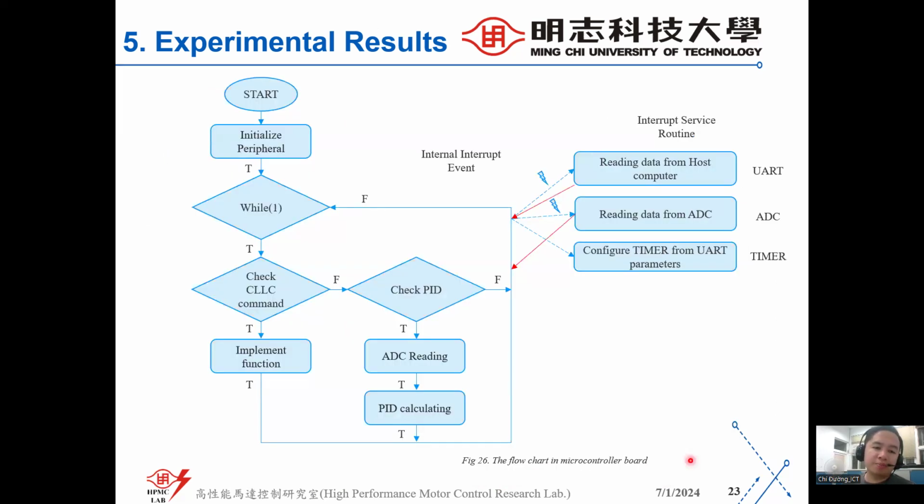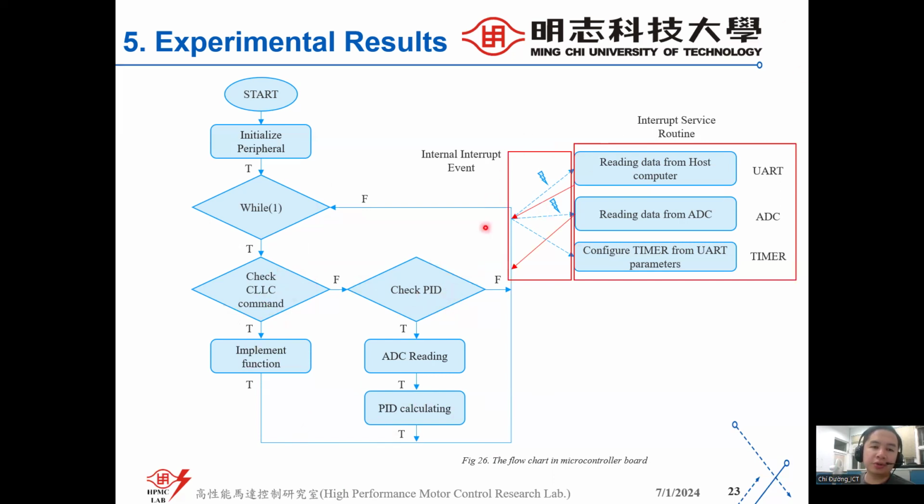And the next is the flow chart in the microcontroller board, and we start to initialize the peripheral, and in the main control, we check the CLC command. And if the CLC command is true, I will implement the specification following the CLC table before. And if it's not a CLC command, I will check the PID. If PID is turned on, I will start ADC reading and PID calculating. If not, I will keep rechecking for CLC command and rechecking for PID.